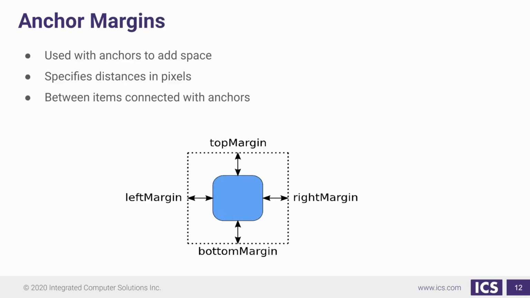Now, anchors also have margins. These margins are specified in pixels, and they allow us to define some spacing between the target and an anchored item. The margins are top margin, right margin, bottom margin, and left margin. And they provide spacing respective to the anchor that their name suggests. For instance, our top margin provides a margin value for the top anchor.